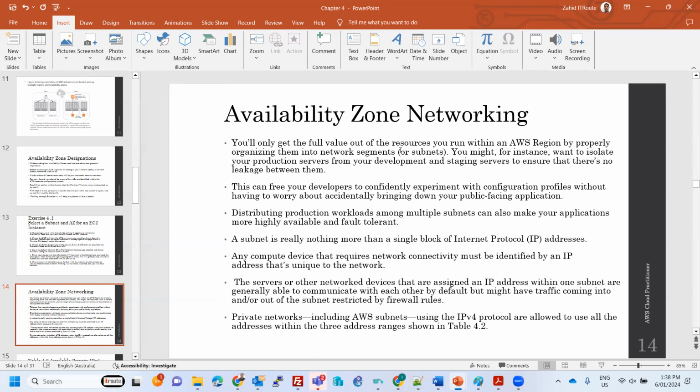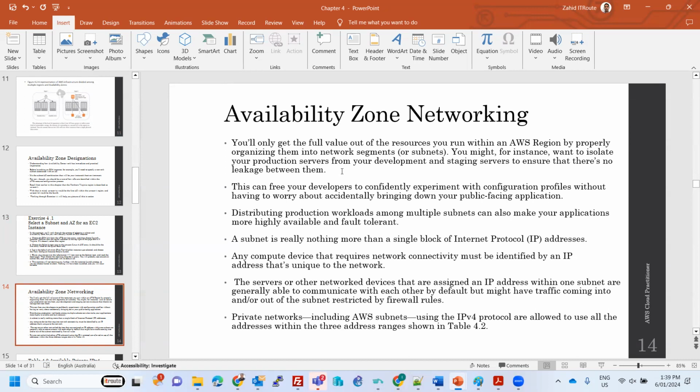You'll only get the full value of the resources you run within an AWS region by properly organizing them into network segments. You might, for instance, want to isolate your production servers from your development and staging servers to ensure that there is no leakage between them. This can free your developers to confidently experiment with configuration profiles without having to worry about accidentally bringing down your public-facing applications. Distributing production workloads among multiple subnets can also make your applications more highly available and fault-tolerant.